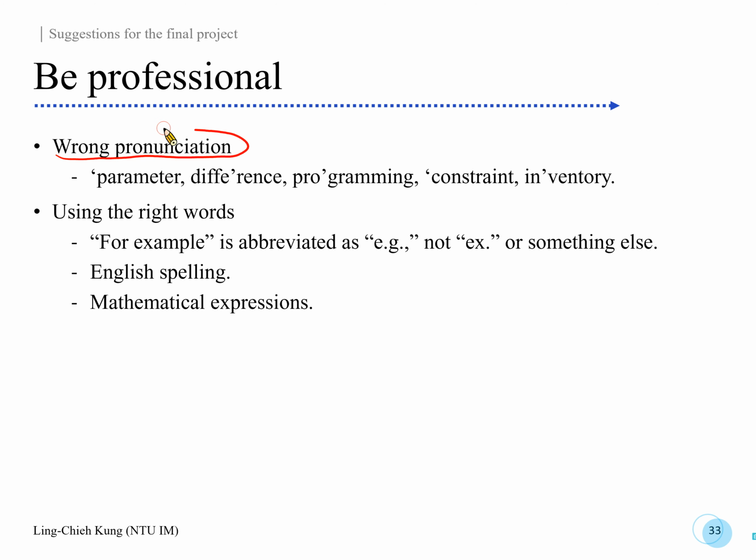Well, if you want to speak anything in English, be careful about pronunciation. For example, this is parameter, not parameter. This is difference, not difference. Okay, this is programming. Let me emphasize again. This is programming. This is not programming.